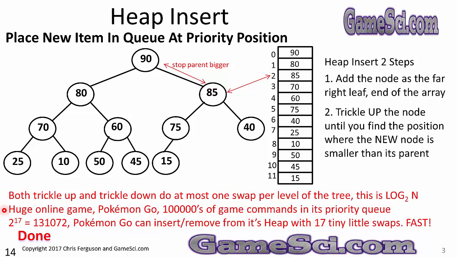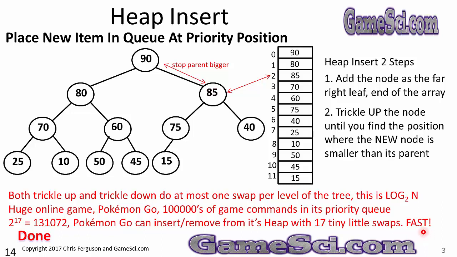Let's say we were building a huge online game like Pokemon Go. Hundreds of thousands of game commands are in the priority queue of Pokemon Go. Well, 2 to the 17th power is 131,072. Pokemon Go can insert and remove from its heap with just 17 tiny little swaps.